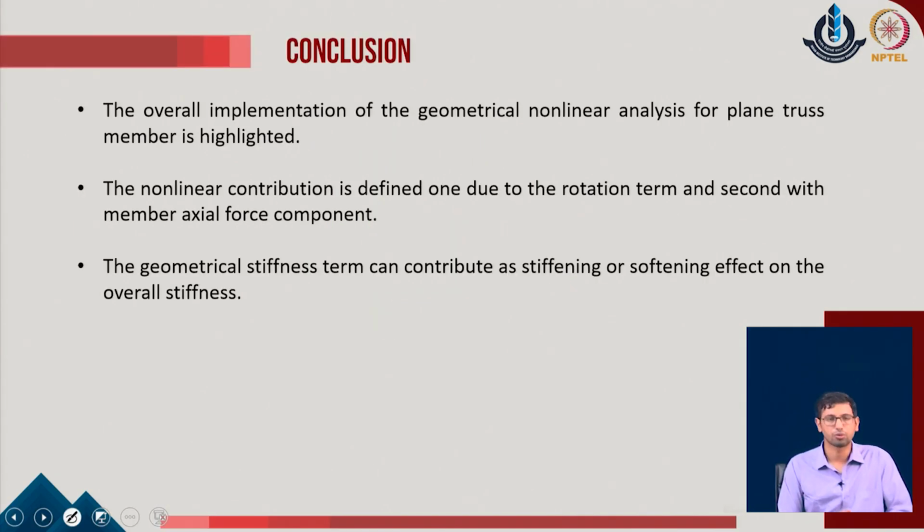With this we stop over here. We have briefly seen the overall implementation of the geometrical nonlinear analysis for plane truss members. This contribution is added with respect to the rotation term, and then we also have a simple member axial force which is active in the system and which also modifies the stiffness, and accordingly we define them as the nonlinear stiffness contribution and the geometrical nonlinear stiffness contribution of the given system. Now, this is the procedure which we have identified, and we will later see how the stiffening and the softening effect can also lead to general buckling in the given problem.